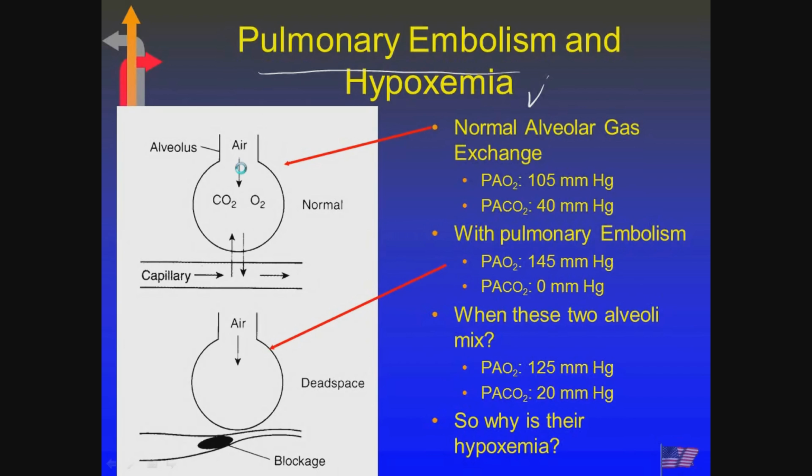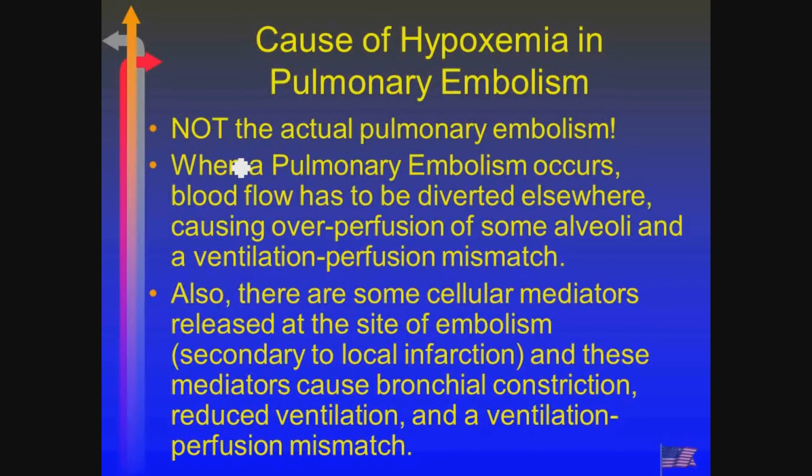Well, it has to do with what happens as a result of the pulmonary embolus, not the embolus itself, because dead space is not a direct cause of hypoxemia. If we go back to our causes, dead space was not listed as one. When an embolism occurs, a couple of things happen. When blood flow can't go through the area where the clot is, or the obstruction is, it's got to go somewhere else. I therefore have an increase in perfusion to other areas that are being ventilated.